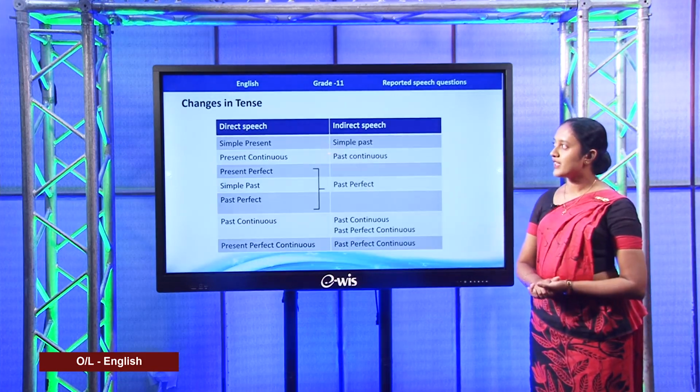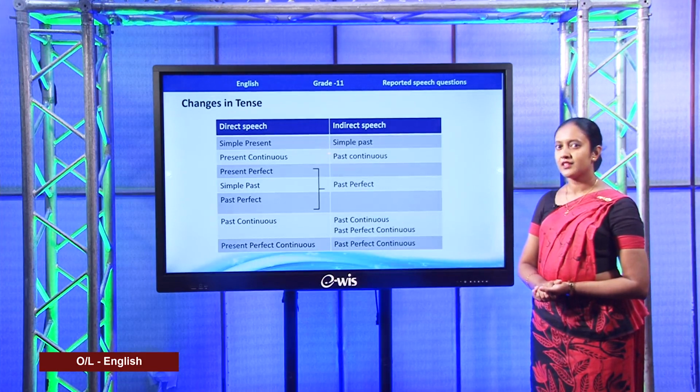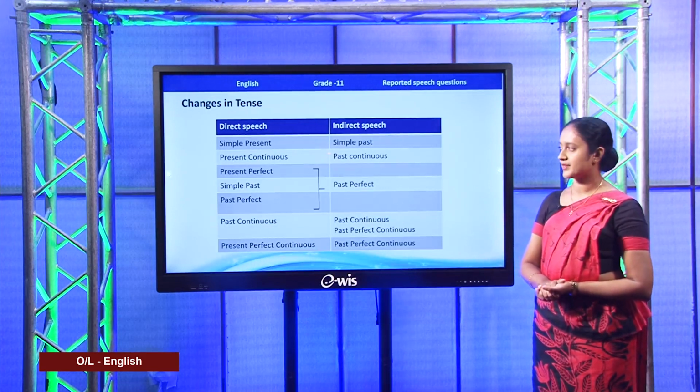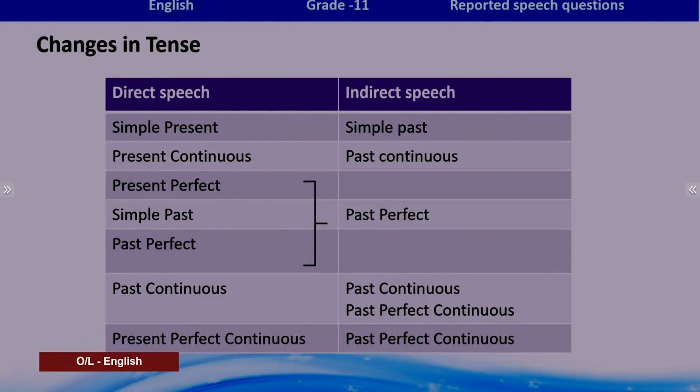And these are the changes in the tense. You have learnt them in your class. The simple present tense in the direct speech becomes simple past tense in the indirect speech. And also, the present continuous tense changes into past continuous tense. And the present perfect, simple past and past perfect tenses change into past perfect in the indirect speech.